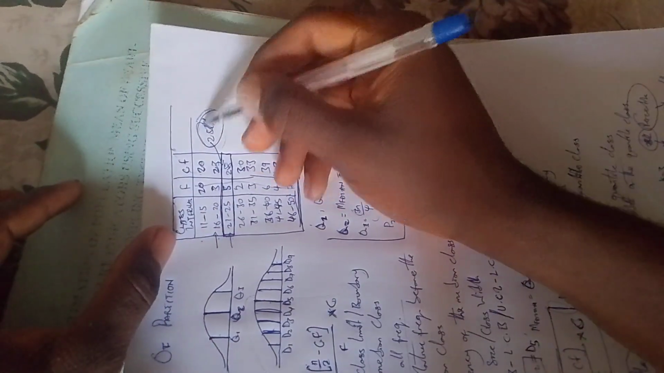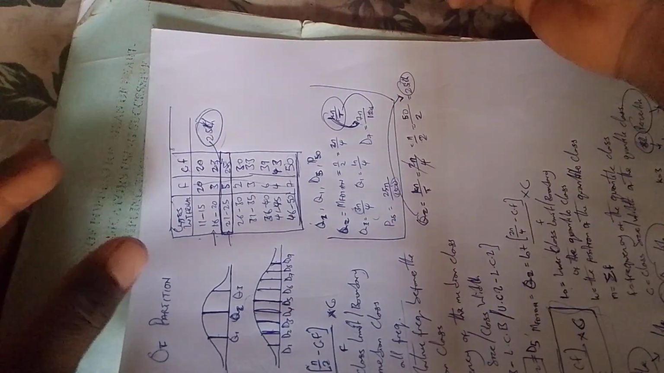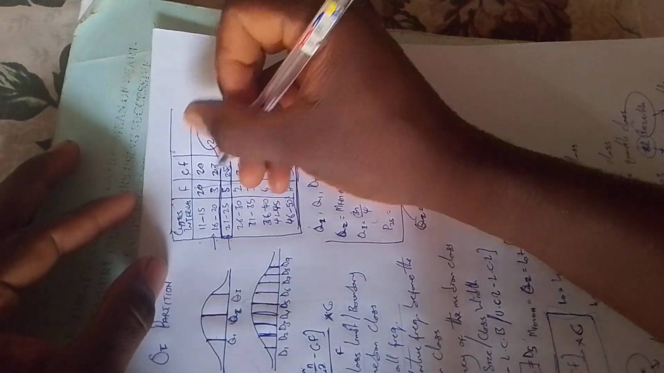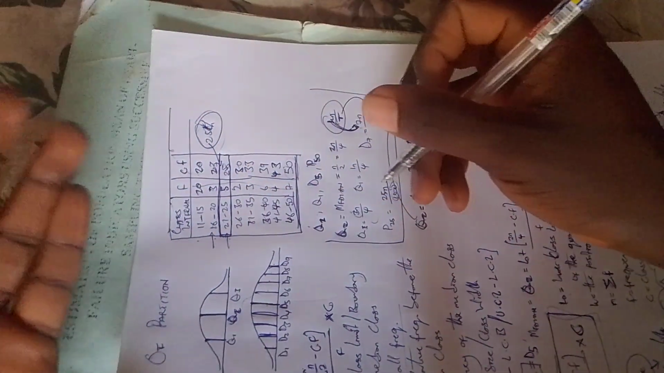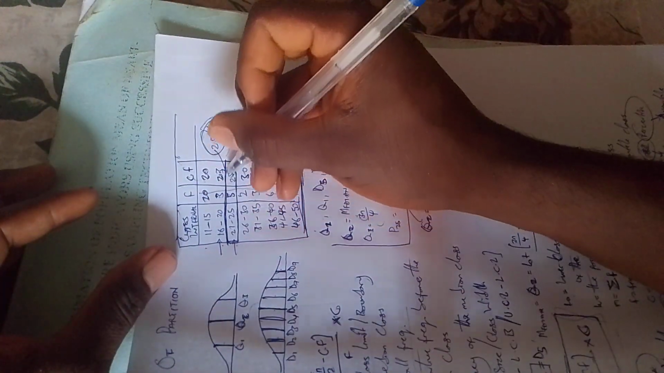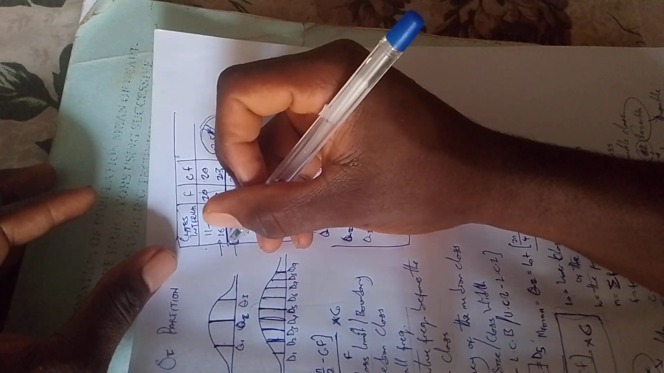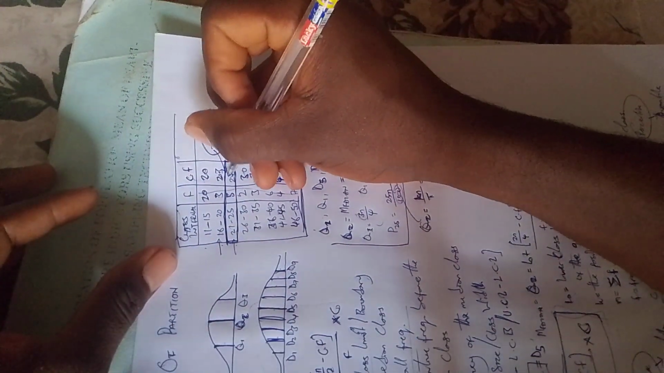So the 25th position, which is my second quartile class, falls in between 23 and 28. But I cannot go back to pick class 2. No, I'm always picking the class ahead. So I'm going to pick this third class as my second quartile class, because I'm picking the one ahead.